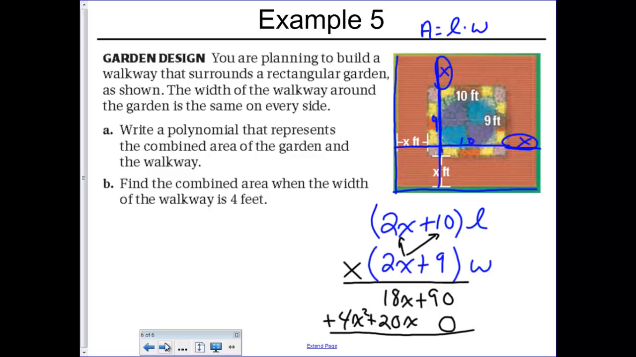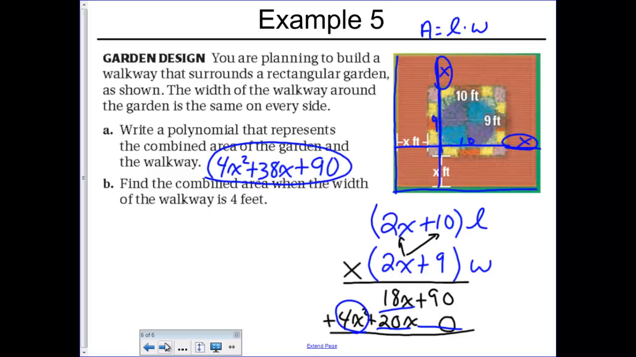Now what I'm going to do is take that result and add them at the top. So the 4x squared has nothing to combine with, so that's just going to be 4x squared. I still have a 20x plus an 18x, and that makes plus 38x. And then I have the 90 plus 0, which is just plus 90. So this expression right here actually represents the total area of the garden.